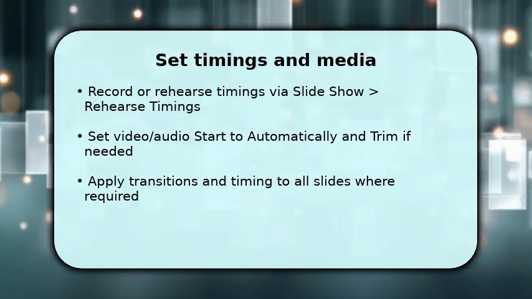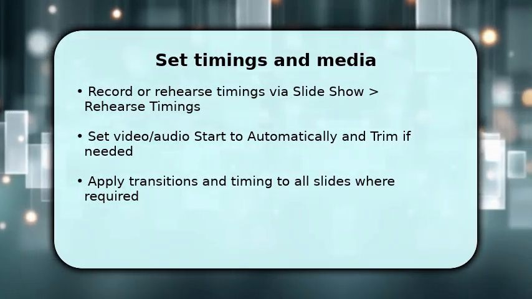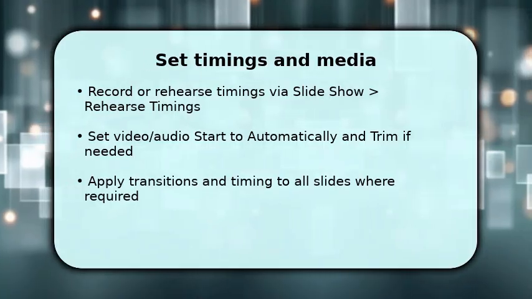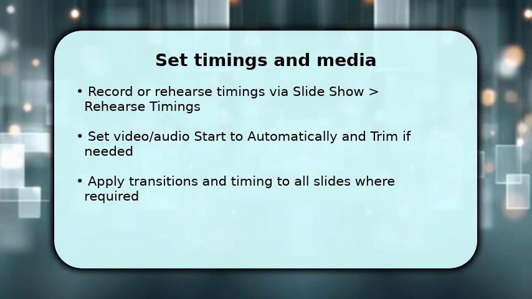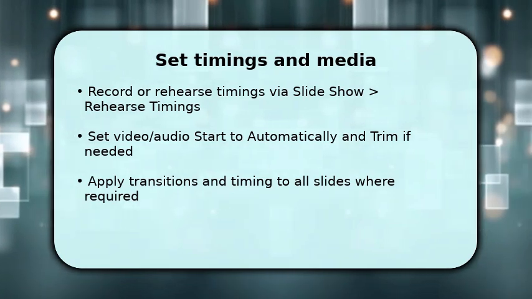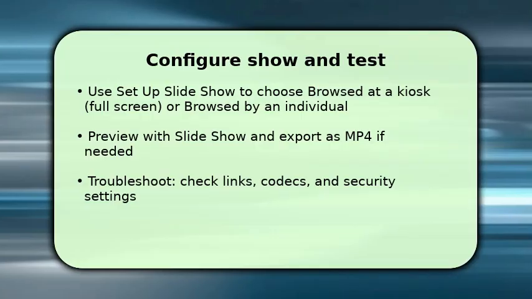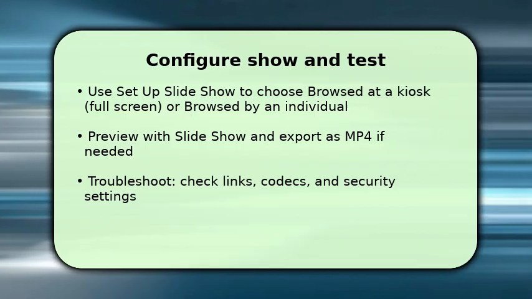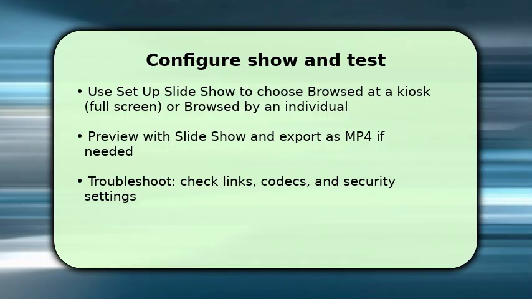Then apply transitions with specific durations and click Apply to All when consistent timing is desired, because inconsistent transitions break the autoplay flow. Finish by configuring the slideshow and running a full test. Go to Slideshow, set up Slideshow, and pick Browsed at a kiosk for unattended looping or Browsed by an individual for single-run autoplay. Make sure Loop Continuously is set if needed.